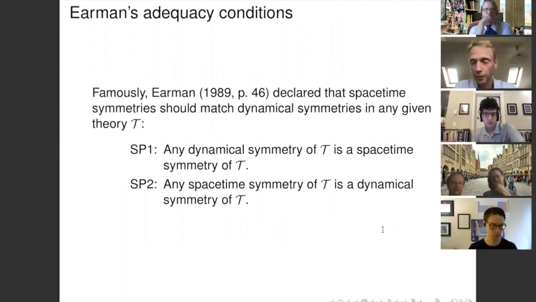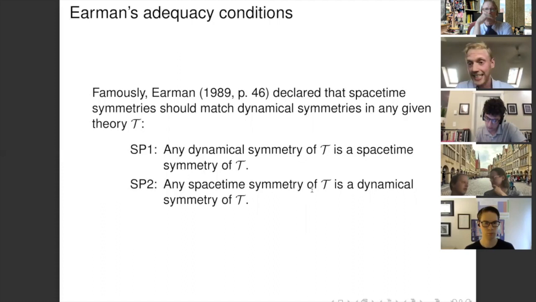Okay, so we've got these two kinds of symmetries. What's the relation between them? So very famously in his book, World Enough and Space-Time, John Earman declared that space-time symmetries should match dynamical symmetries in any given theory. And he broke this down into two principles. So the first he called SP1, Symmetry Principle 1, and it says that any dynamical symmetry of a theory T is a space-time symmetry of T. And then SP2 just goes the other way around. It says any space-time symmetry of T is a dynamical symmetry of T. And he said that these are what he called adequacy conditions on a space-time theory. It's not logically incoherent to have these being violated, but it's certainly a good idea to have them being satisfied.